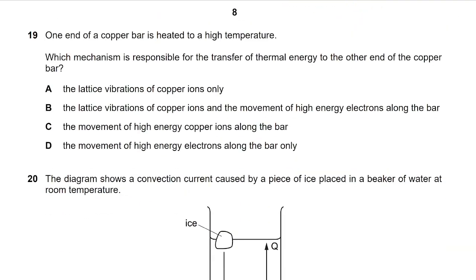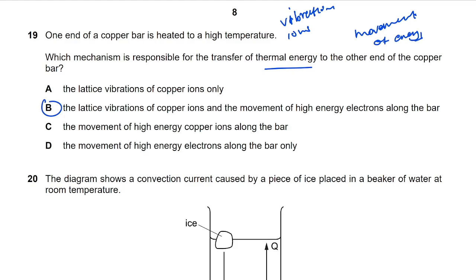Number 19, it says, one end of a copper bar is heated to a high temperature. Which mechanism is responsible for the transfer of thermal energy to the other end of the copper bar? Now, thermal energy is transported through the vibrations of ions. Vibration of ions and movement of energy. So we're looking at something like that, and I can already see B is the right answer.